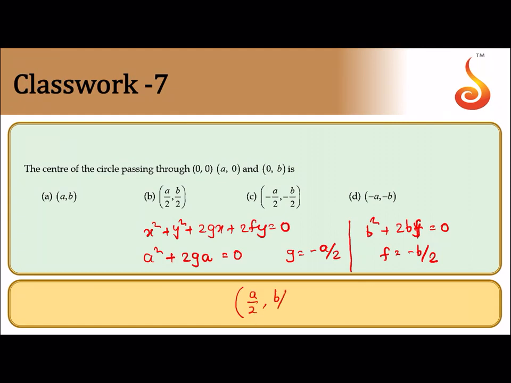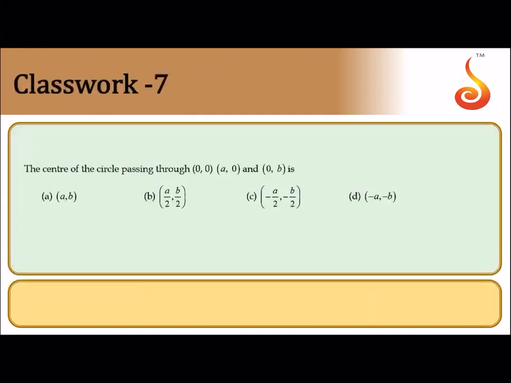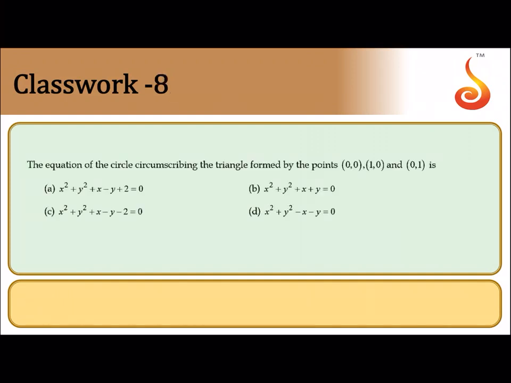So he is asking the center of a circle. Center of circle will be a by 2, b by 2. Why? The formula is minus g, minus f is the coordinates of a center. Circle passes through origin means c will be 0. So x square plus y square plus 2gx plus 2fy is equal to 0. Option B is correct.